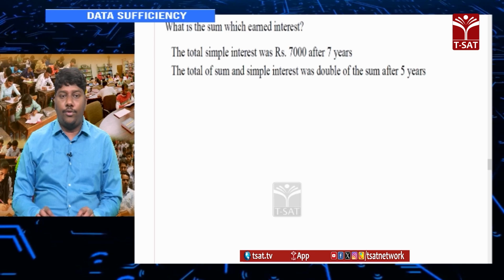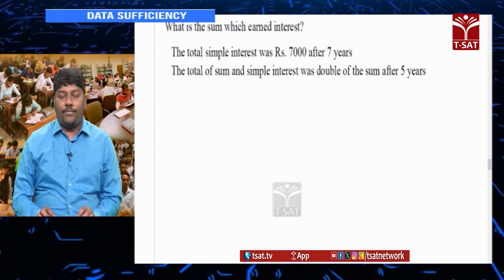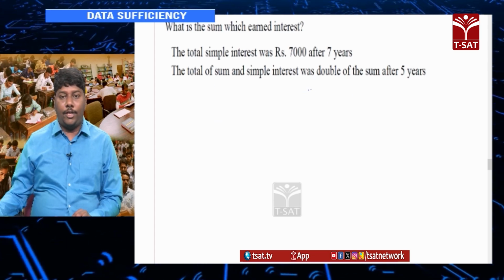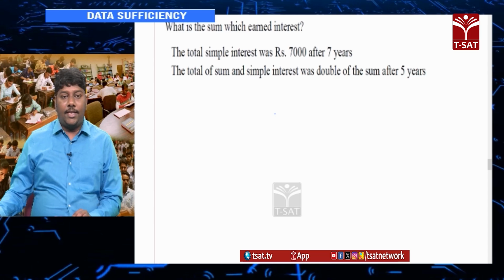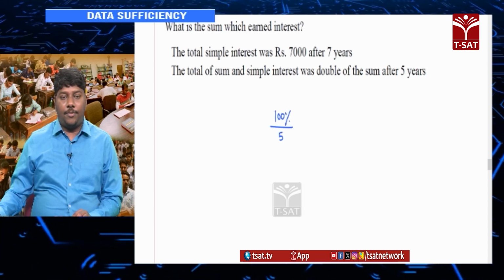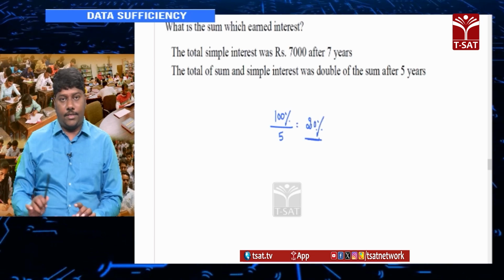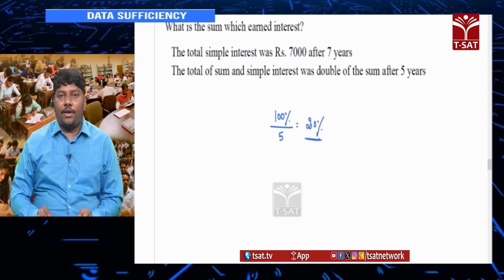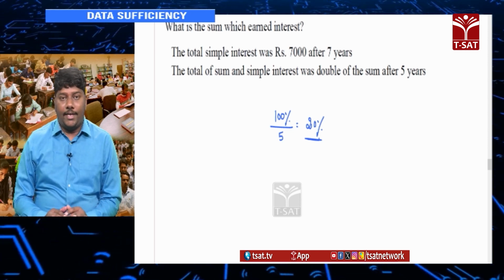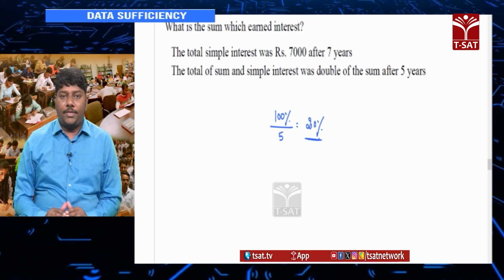When it comes to statement 2, the total of sum and simple interest was double of the sum after 5 years. For example, if you put in 1 rupee, you get 2 rupees in 5 years, which means double, it increased 100% in 5 years. If it increased 100% in 5 years, I would be able to say the rate. The rate is 20%. So simple interest at 20% you have been given. But can I find out the sum? I can't. Just by knowing the rate, I cannot find out the principal amount. So 20% will not help you.